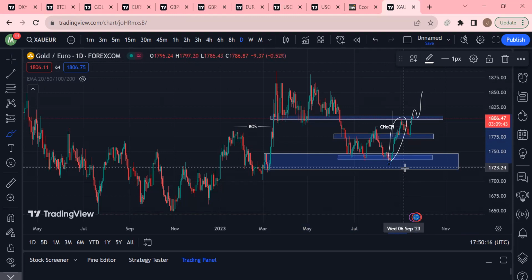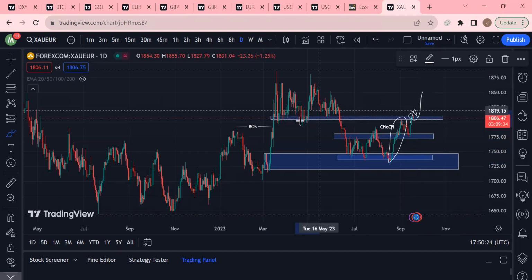A lot of your brokers have all these gold euros. They have all these gold GBPs, depending on the brokers you're using. Why we're finding this resistance right now is because of this market structure you're seeing here.